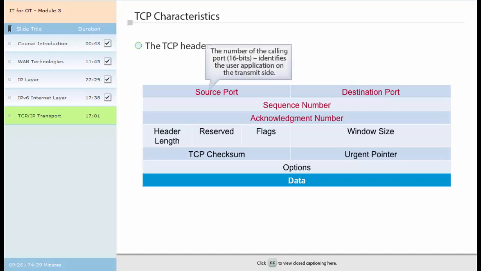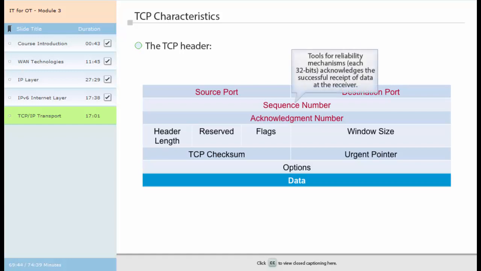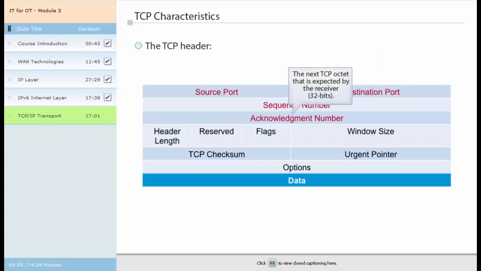Source port, the number of the calling port, which is 16 bits, identifies the user application on the transmit side. Destination port, the number of the called port, also 16 bits, identifies the user application on the receive side. Sequence number and acknowledgement number, tools for reliability mechanisms, each 32 bits, acknowledge the successful receipt of data at the receiver. Acknowledgement number, the next TCP octet that is expected by the receiver.